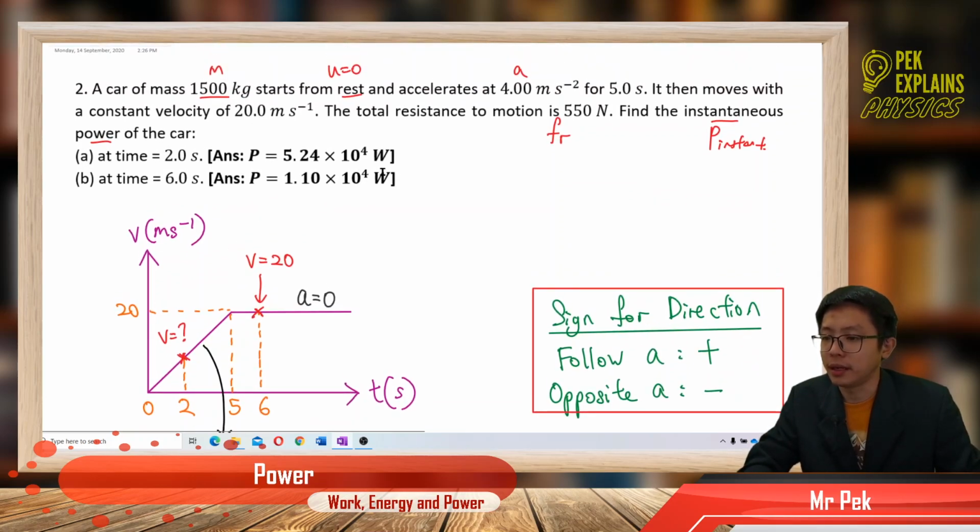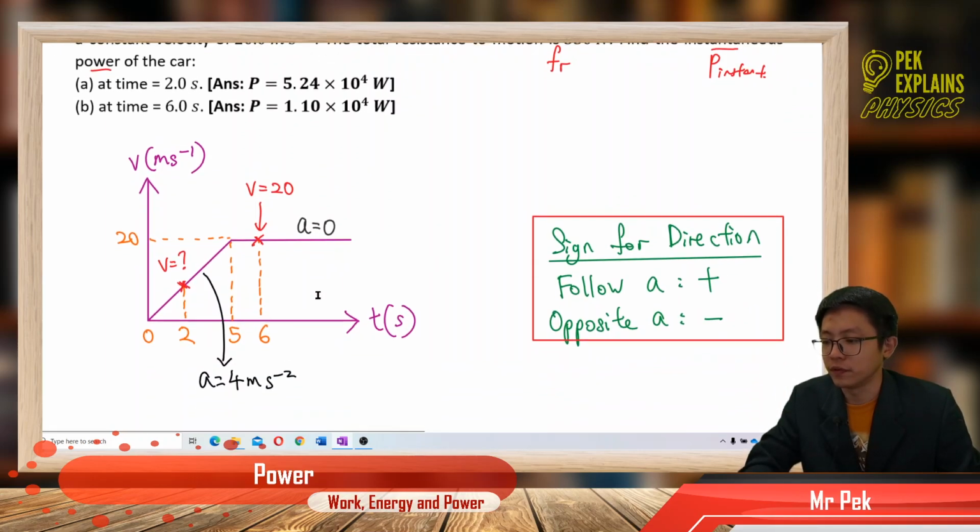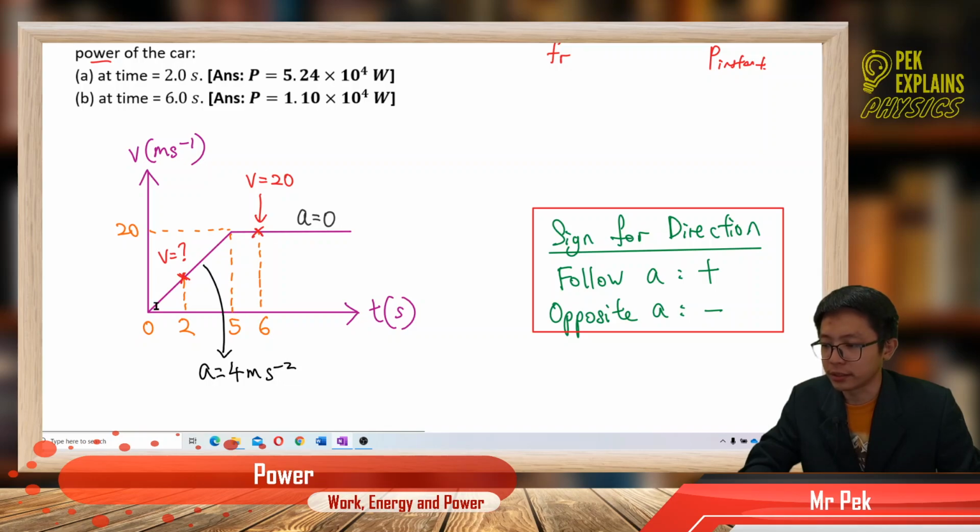And then after that, the velocity is constant. It moves with constant velocity 20. Acceleration is 0. So the first part has a gradient, acceleration 4, but the second part, constant velocity, has acceleration 0.